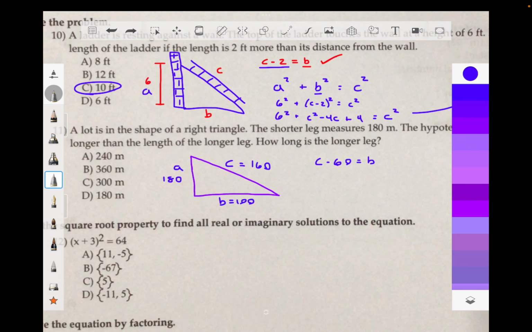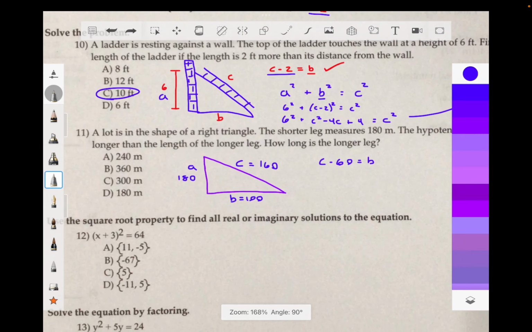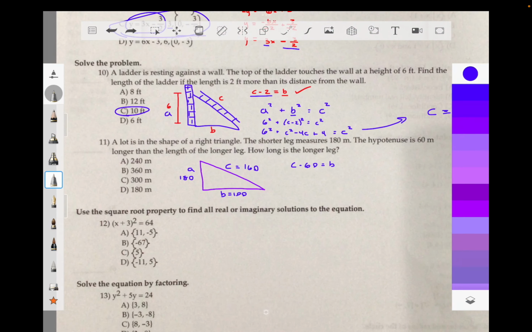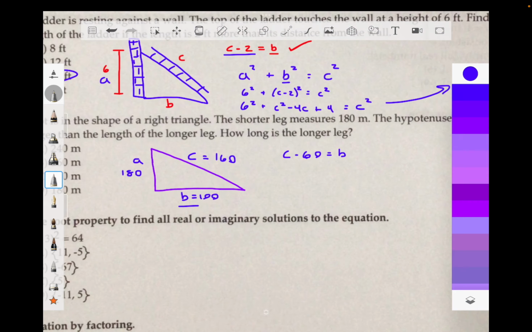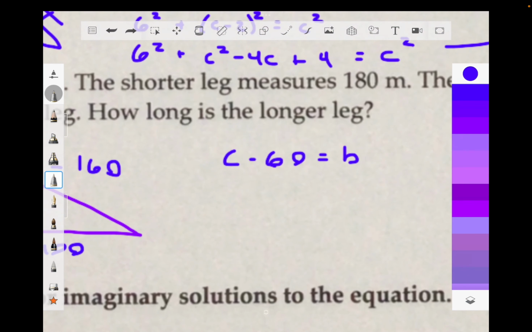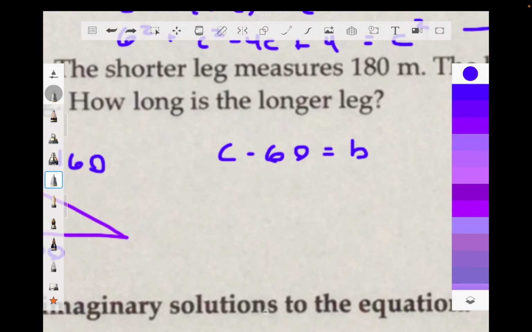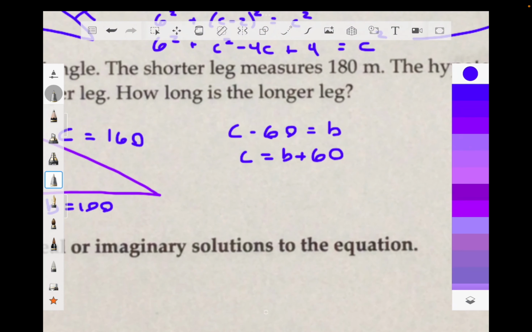So, what are we looking for? How long is the longer leg? So we're looking for B in this instance. So let's use this equation to solve for B right now. Oh, wait, no. Solve for C for this one. C equals B plus 60, because we're going to be plugging this into the C and then solve for B, because that's what we want.